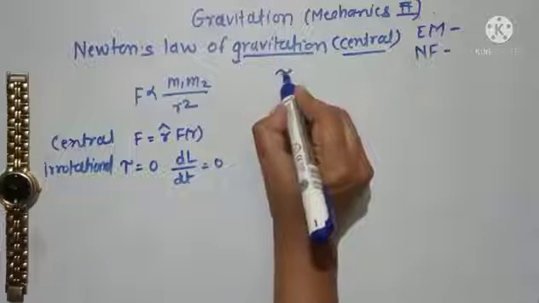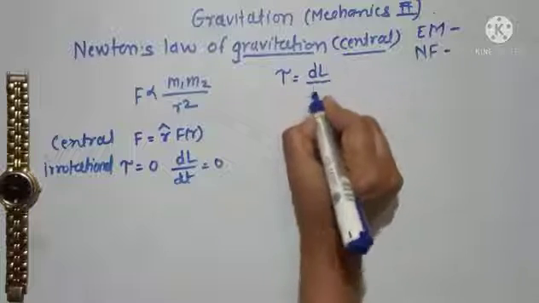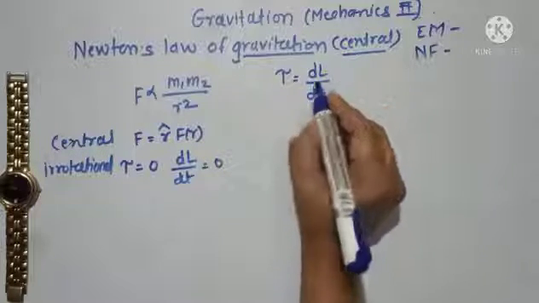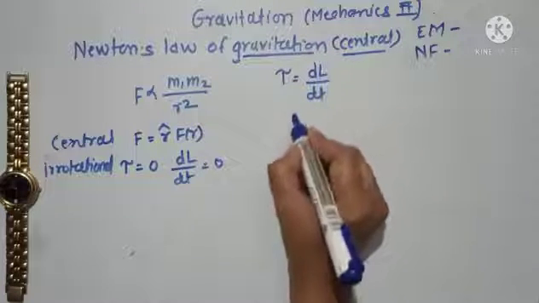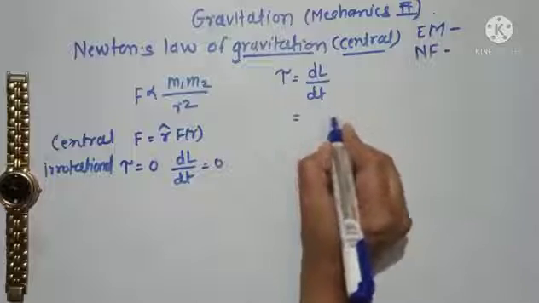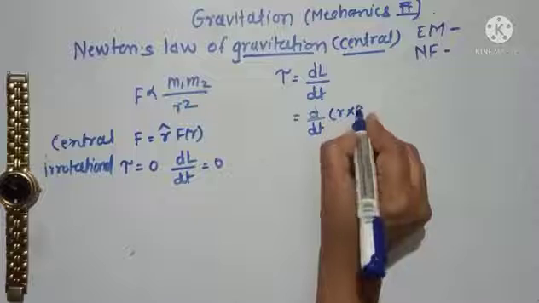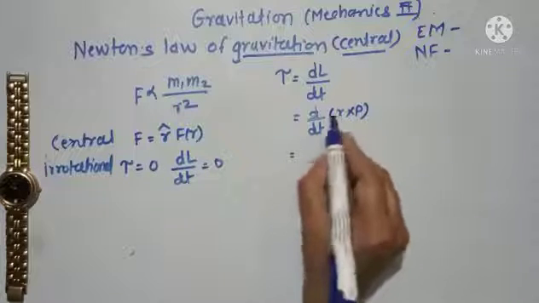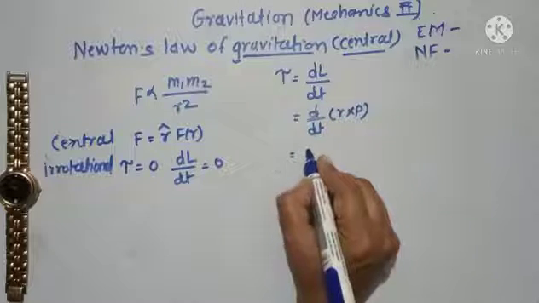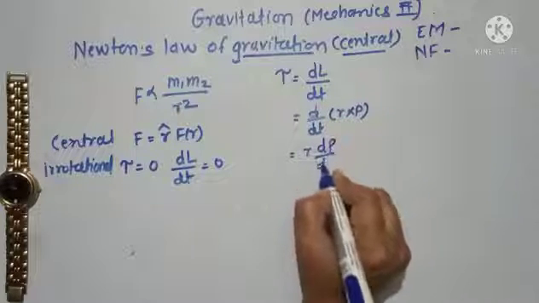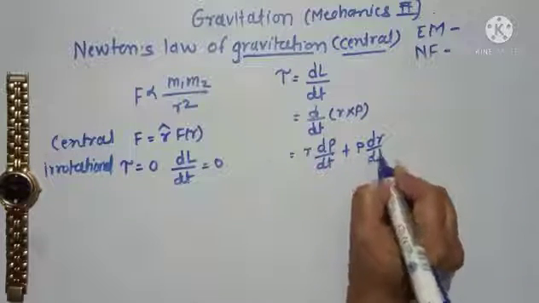So we can write the couple, or torque, required for rotational motion. This tau is given by dL upon dt, where L is the angular momentum. I can write L as d by dt of r cross p. Whenever there is a multiplication inside this derivative, we can write r into dp upon dt plus p into dr upon dt.